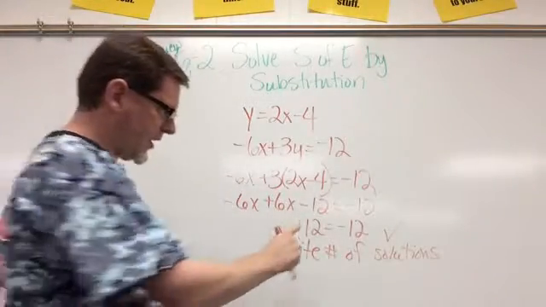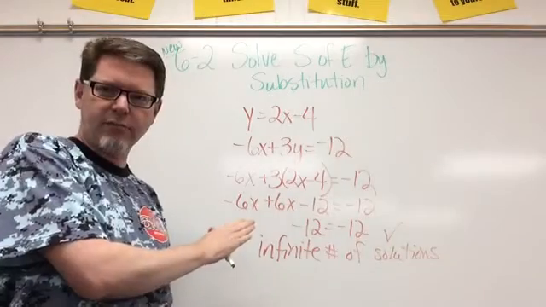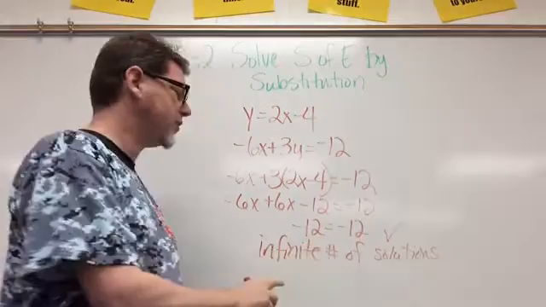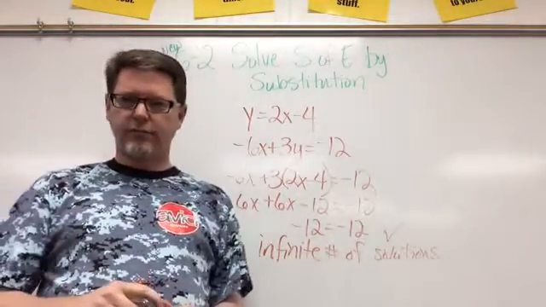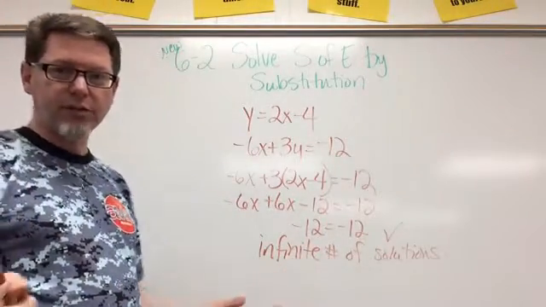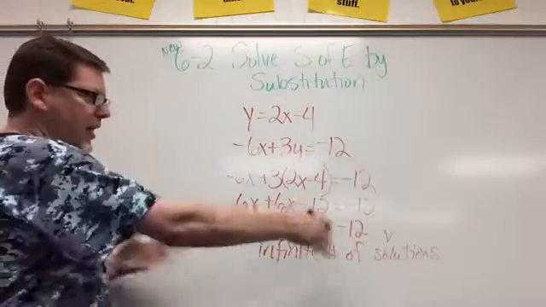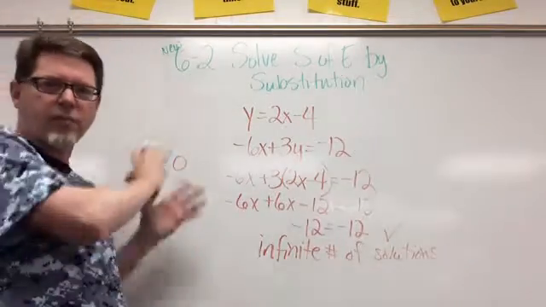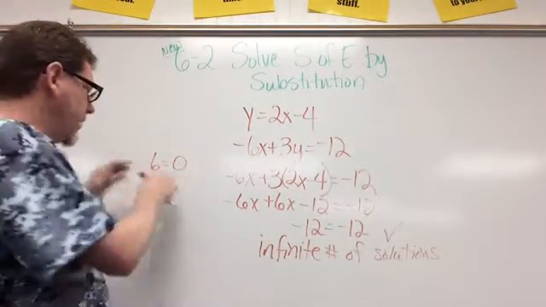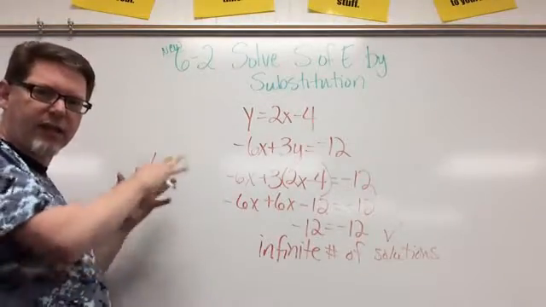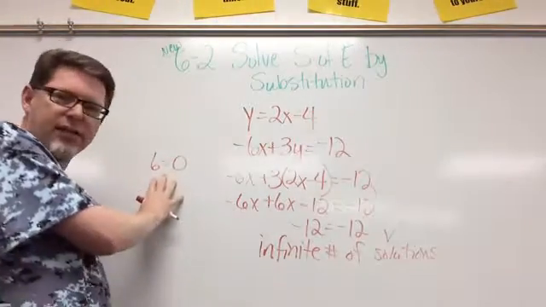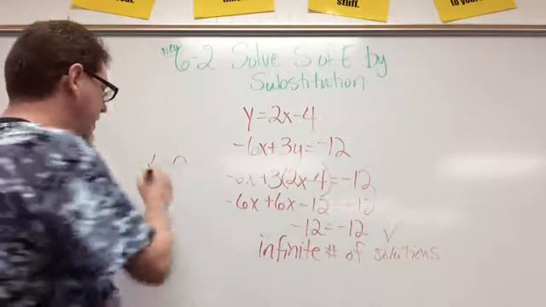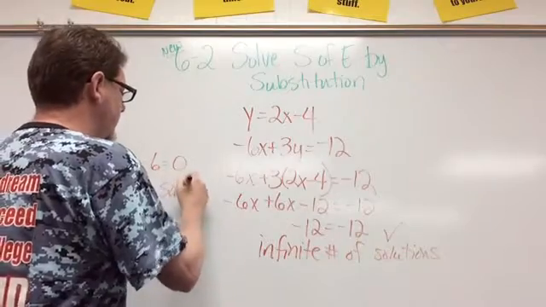Once again, if I have my variables eliminated, and I have a true statement, negative 12 equals negative 12, then I have an infinite number of solutions. Well, since you can have a true statement, you can have a false statement. What if I came up with negative 6 equals 0? In another problem, in another situation. If I got rid of my variables, they eliminated themselves, I came up with negative 6 equals 0, that's a false statement. And anytime we get a false statement, then the answer is no solution.